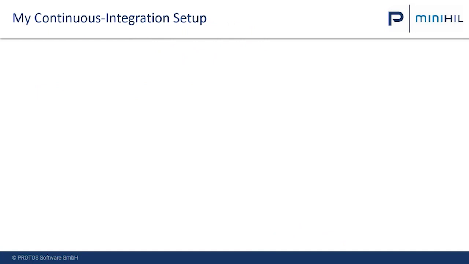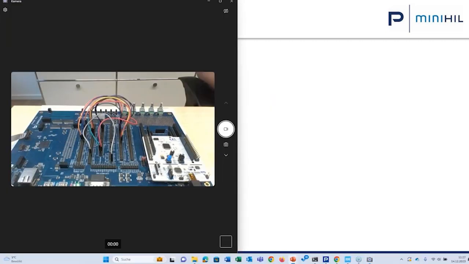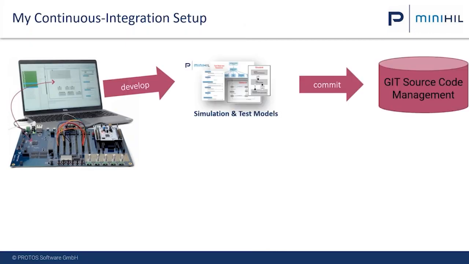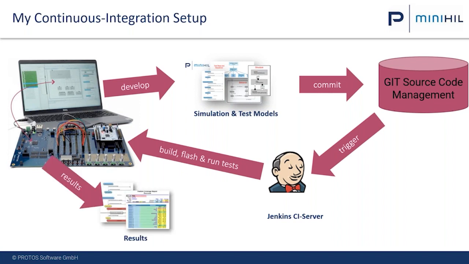So on my local machine, I have the laptop, I have the mini HIL board. Here you can see the mini HIL board next to my laptop. I developed the simulation and the test models. I commit to a Git source code management system. Every commit triggers the Jenkins server, which also runs locally on my machine. We build, flash, and run the tests, and the results are propagated and displayed as diagrams.